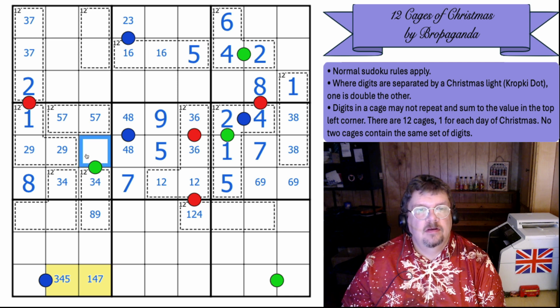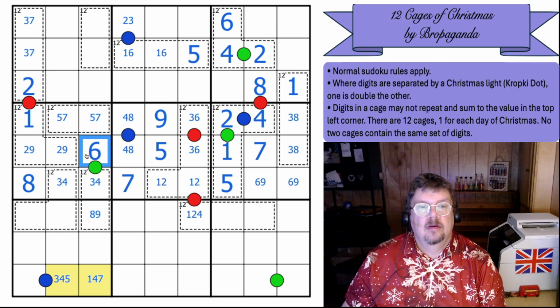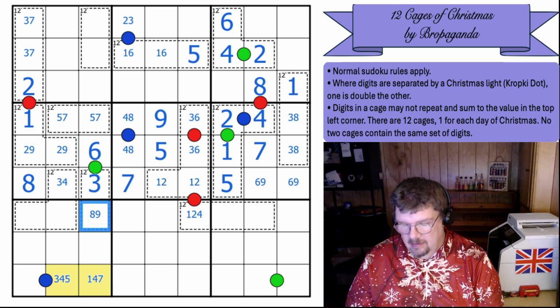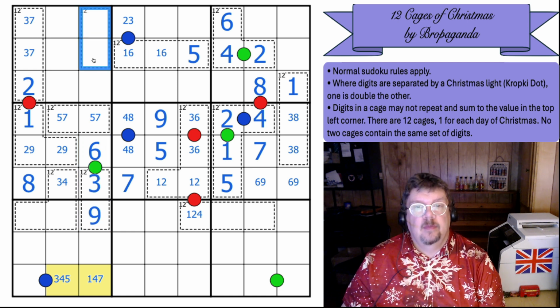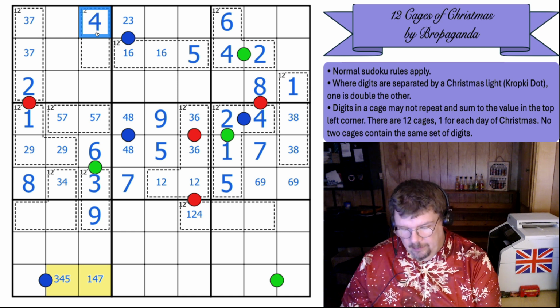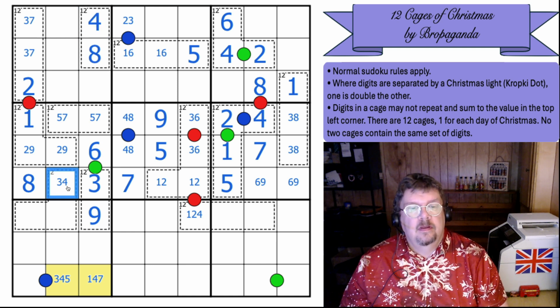This digit must be a 6. That makes that 3 and that 9. That makes that 4 and 8, and we know the order. And this is 4.